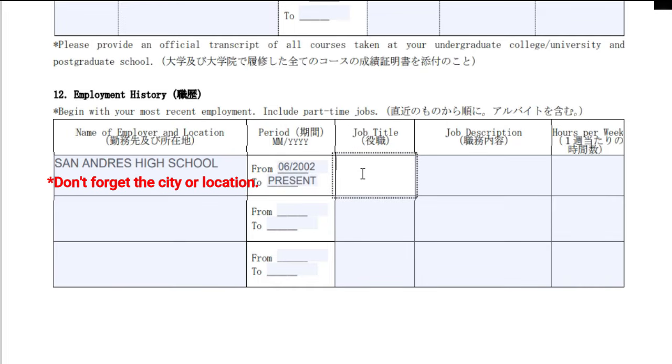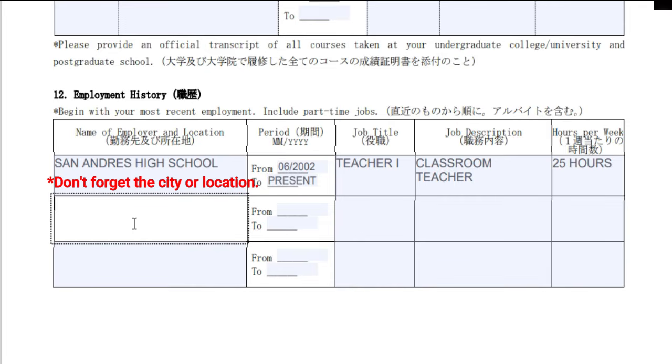and then your job title is, say, teacher 1 or teacher 2, teacher 3, and then your job description, since the space is limited, you can just write here classroom teacher. And then how many hours per week do you teach? Say 25 hours. And then before San Andres High School, say you also had an experience teaching at a preschool, say Twinkle Twinkle nursery school.